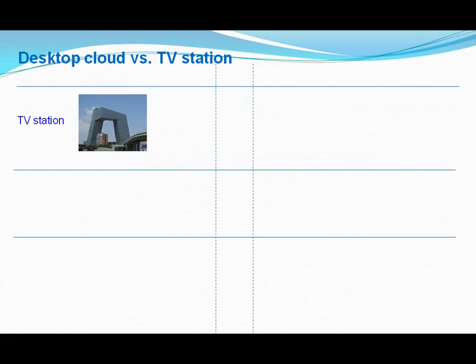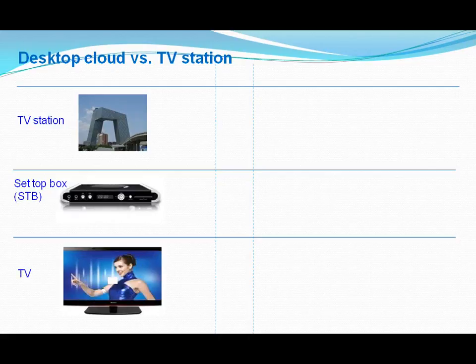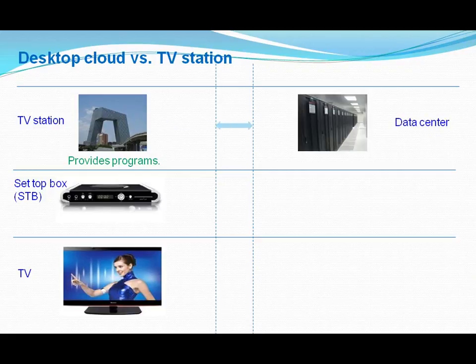A TV station, set-top boxes, and TVs are indispensable components for broadcasting television programs. Television programs are made in the TV station and stored in the storage system. The TV station transmits television programs to STBs by satellites or over cable TV networks. A desktop cloud data center can be compared to a TV station.